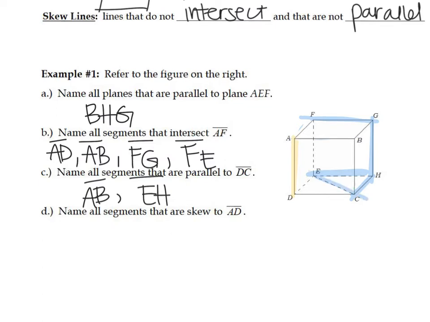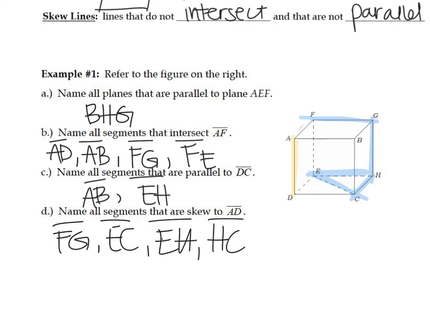And we have EC here. And I think that's about it, because every other segment we have is either parallel or intersects with AD. So if we list those, we have FG, we have EC, we have EH, we have HC, and we have GH.